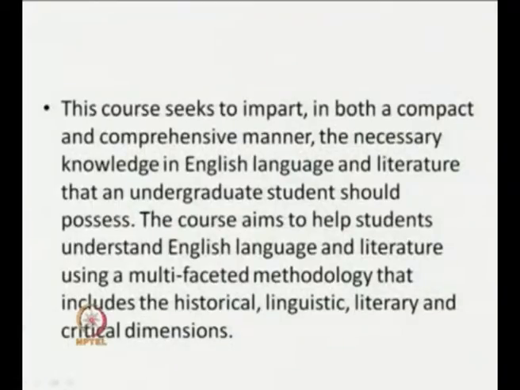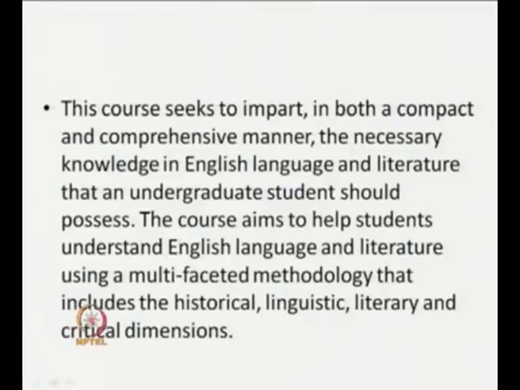Our course is entitled English Language and Literature, and we are in the second lecture of this series. In the first lecture, well, let us do a recap. In the first lecture, we began by talking about the aims and the scope of our course.